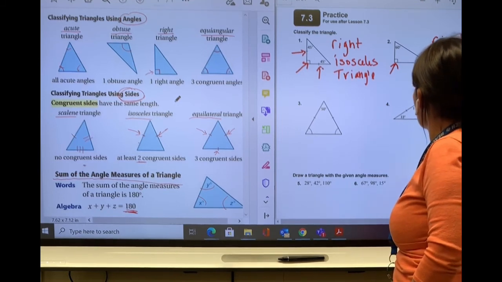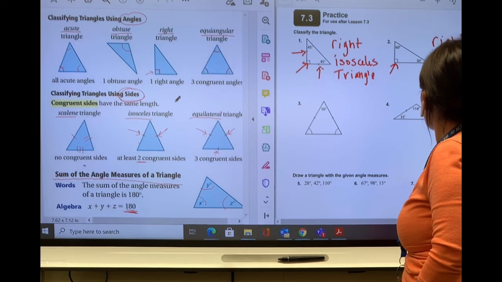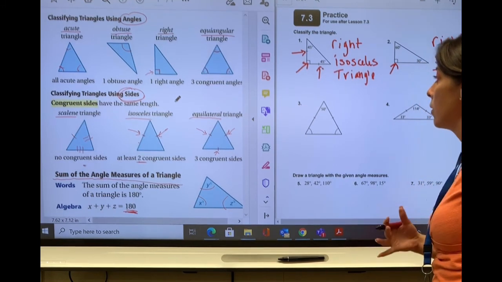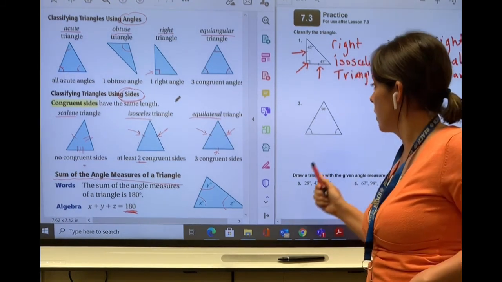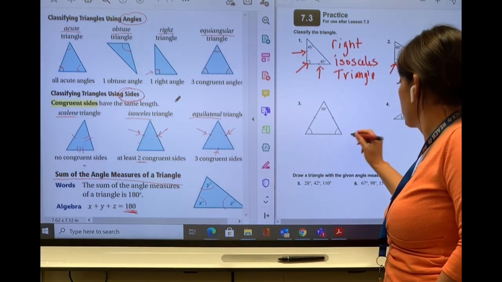You're using an angle classification and a side classification combined to give you the name of the triangle, okay? All right, so you guys give it a shot for number 3 and number 4.